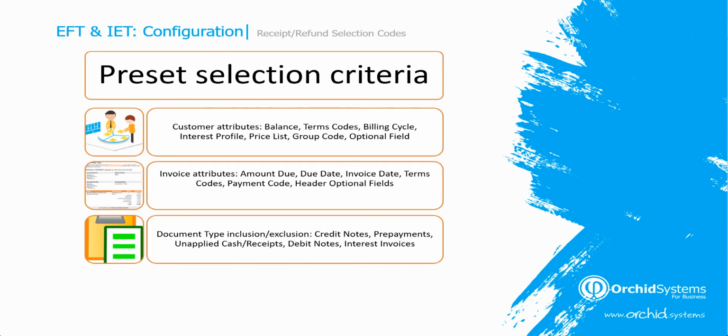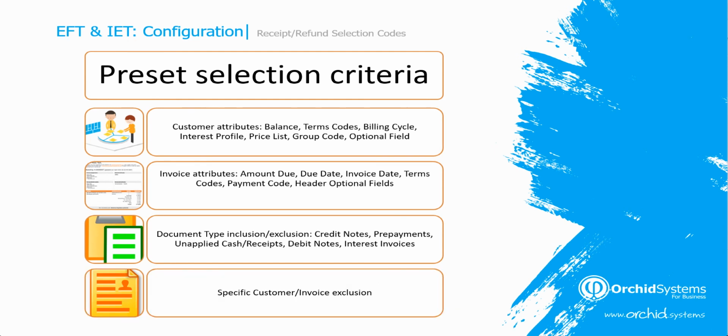And you can select which documents that you want to include, whether you want your refunds, for example, to be based just on credit notes or credit notes and prepayments, or in the calculation and application of a receipt to invoices, do you want to include other unapplied cash documents or credit notes and interest invoices, etc. And you can also exclude specific customers and specific invoices if required.